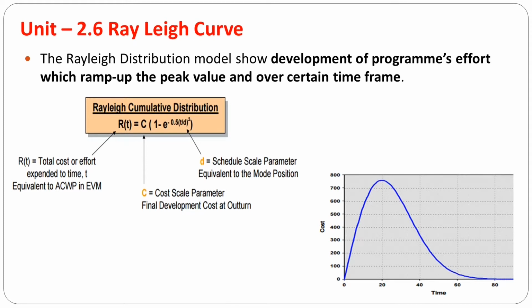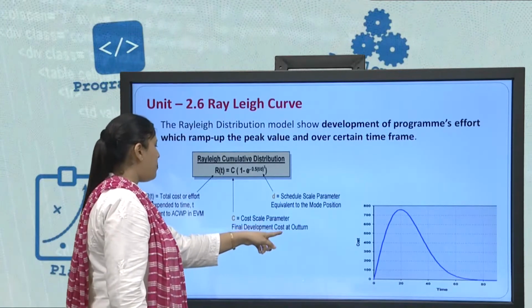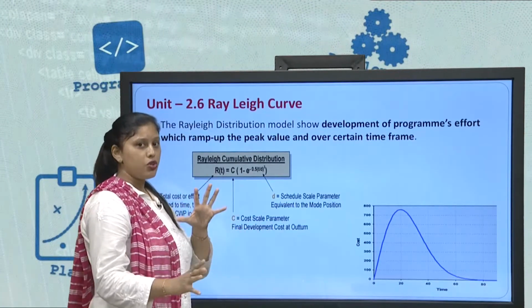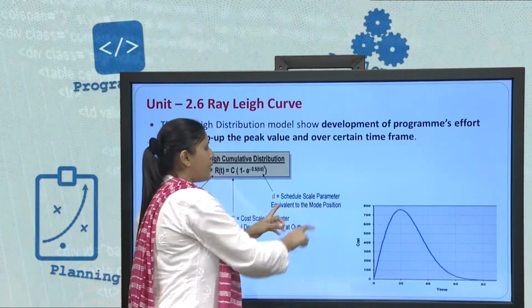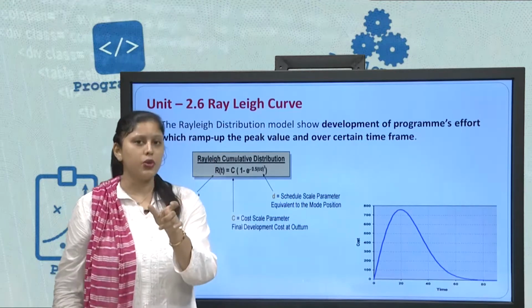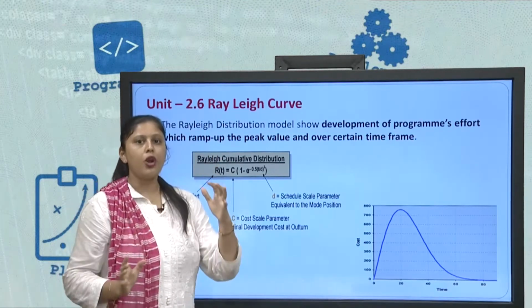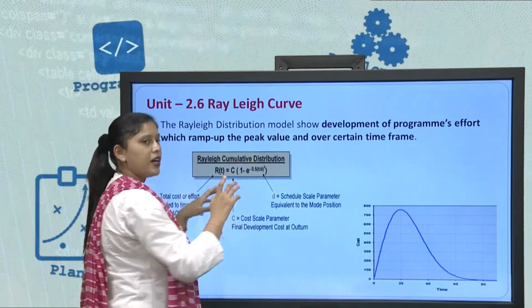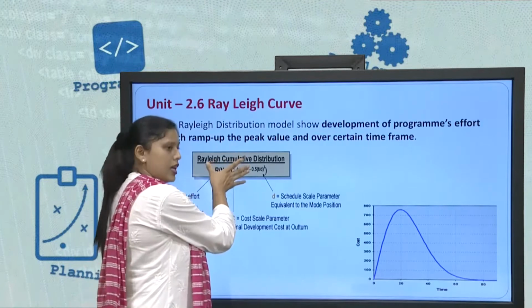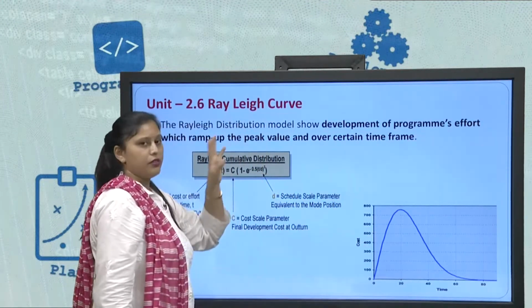For that particular time T, whatever total cost or effort you have incurred comes under RT. C is your cost scale parameter, that is the final development cost of your product. D is called the schedule scale parameter. For example, whatever duration you take to build your entire project comes under D, where D stands for duration. If you put all these parameters in this equation, you will get a curve which is called a Rayleigh curve.